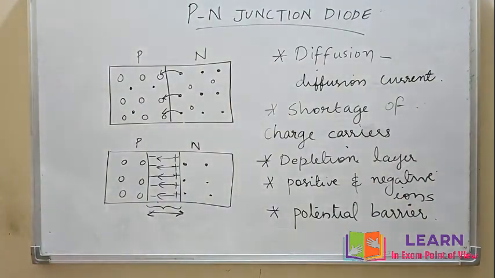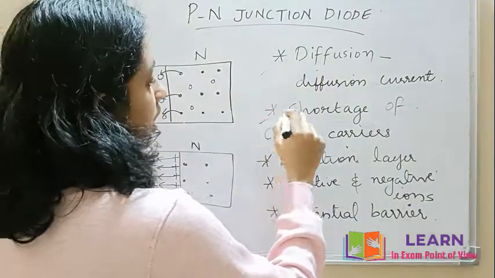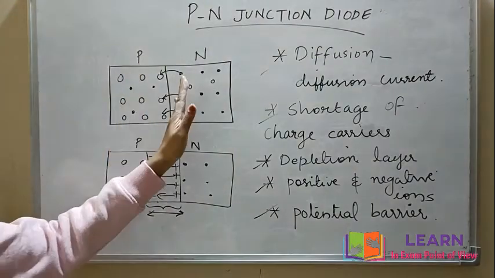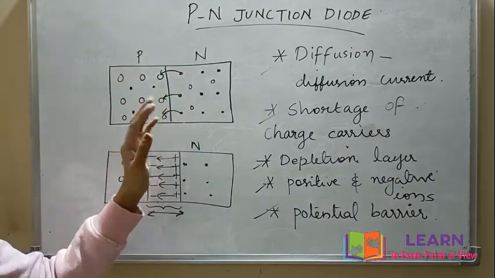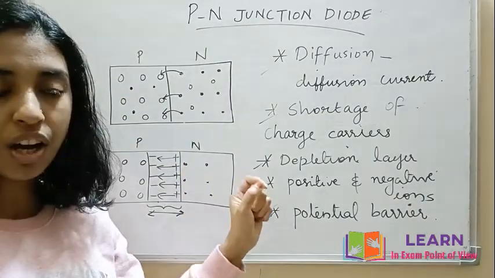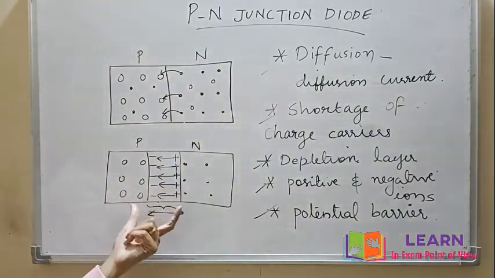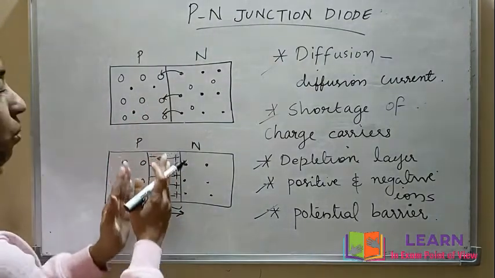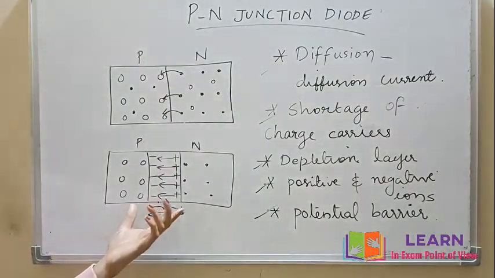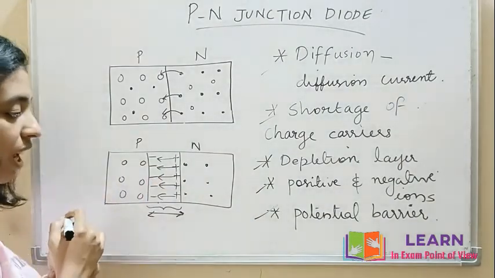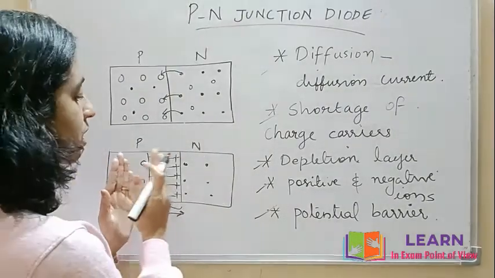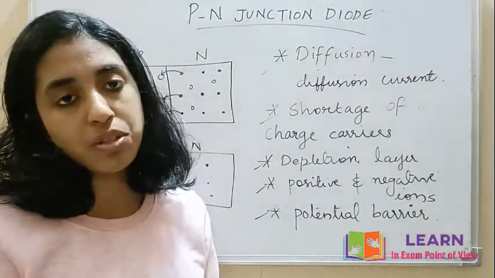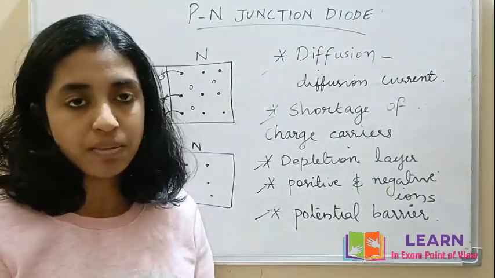This much you can note down while studying the PN junction diode. First, diffusion happens: electrons diffuse to holes. Then a shortage of charge carriers creates a depletion layer, and a positive and negative charge arise on both sides of the junction, forming an electric field in this direction. A potential difference arises, and it causes a potential barrier which opposes the flow of electrons.